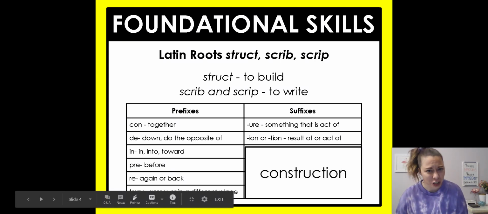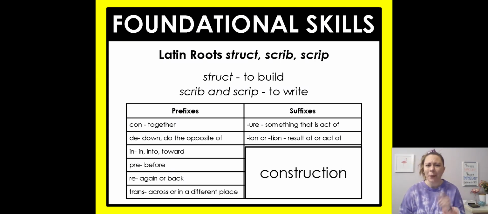We have construction. What base word do you see? What Latin root is that? Did you say struct? Because again, it's the base word or root word struct, which means to build. So we know this word is talking about building. And you're probably going, Miss Wagers, I already know what construction means. I totally get it. But we should be practicing with words that we already know, so that it's easier to know if you have the right answer. We're going to practice with something familiar first.